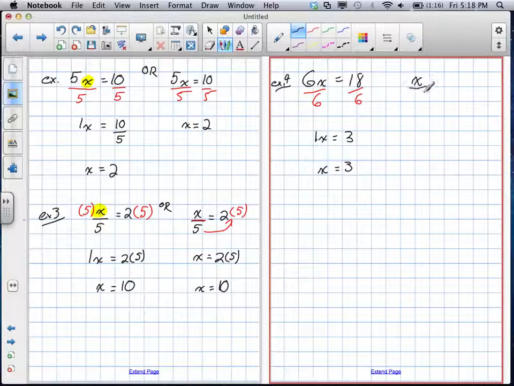Let's try another. X divided by 8 equals 4. That would be x times 8. Because it's division, so you know how you do the opposite? Yeah. So x times 8, and then equals 4 times 8. Good.